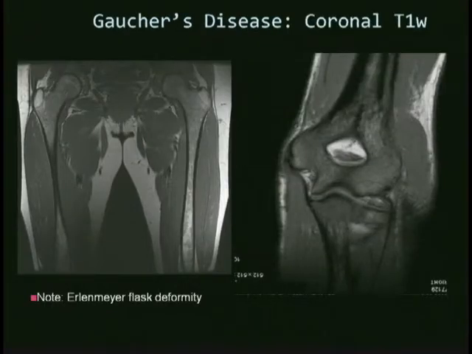So this is an example of a patient with Gaucher's disease. He had the deformity of the distal femur, the Erlenmeyer flask deformity. And notice that the marrow, although the signal intensity is not very abnormal when you compare it to muscle, there is some red marrow in the epiphysis, which is abnormal, and also some red marrow in the diaphysis, which in adults should not occur. And this is another patient who, on this T1, you can see has complete infiltration of the marrow.